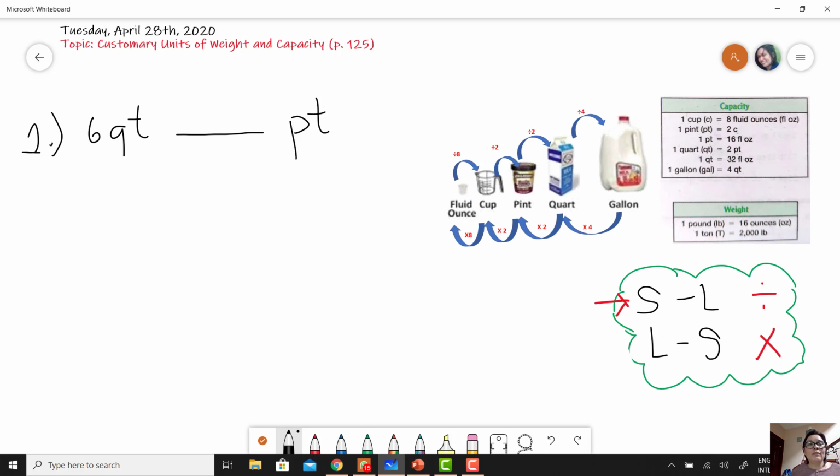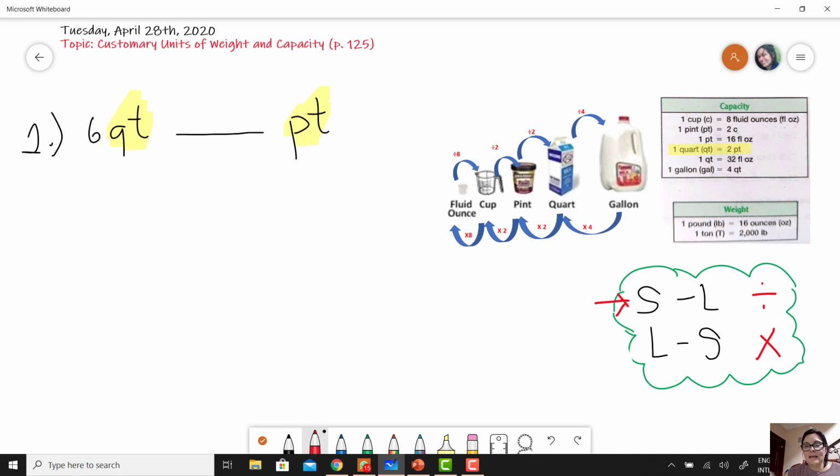So in number 1, we have to solve 6 quarts to pints. In 6 quarts, how many pints do we have? First, let's look for the chart. In the chart, where do we have quarts and pints? Here, right? 1 quart, 2 pints. Now, 6 quarts to pints. Are we changing from smaller to larger or from larger to smaller?